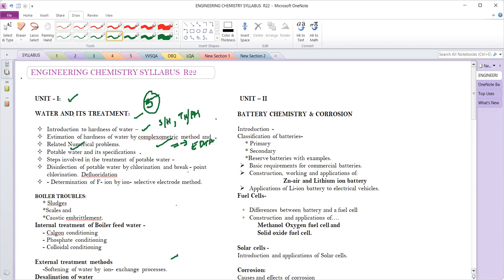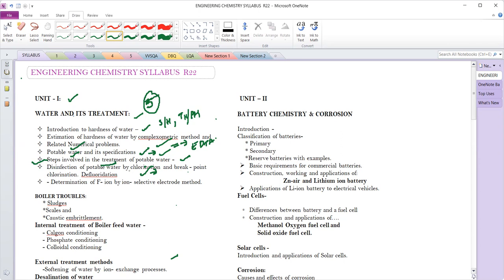Next, some numerical problems related to it will be there. Then after, potable water and its specifications will also be there, that is, the specifications the potable, the drinking water should have. Next, steps involved in the treatment of potable water and then disinfection of potable water by means of chlorination. So disinfection of potable water by chlorination is also part of the topic steps involved in the treatment of potable water. Understand?